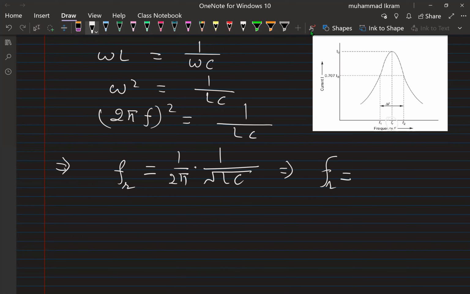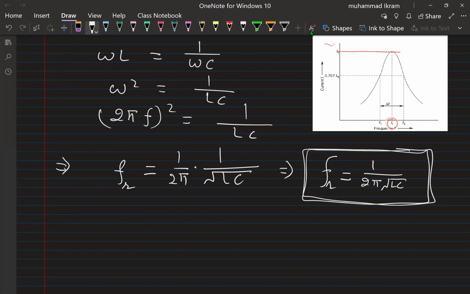It is this frequency, this one. Here you see that you have the current maximum, right? Why? Because at this point the impedance is minimum. Now look, this frequency is 1 over 2 pi square root of LC.